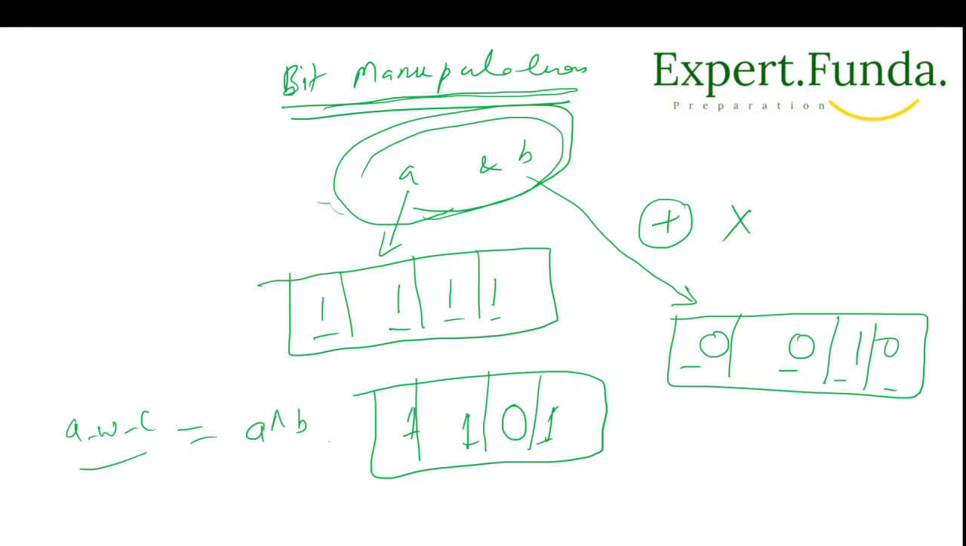So the answer without carry will become like this: 1 1 0 1. Finding the current carry is quite easy: we take the AND of the two numbers and shift it one bit to the left, right? You understand this one, right?